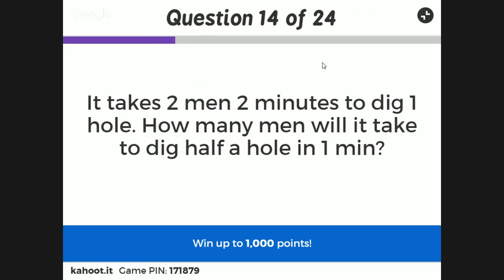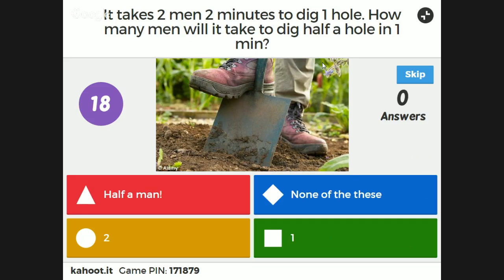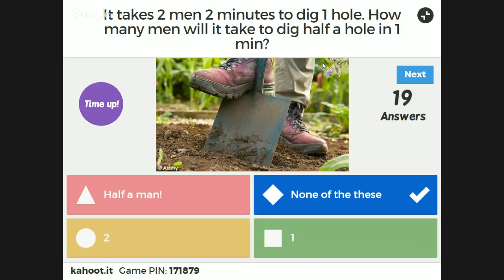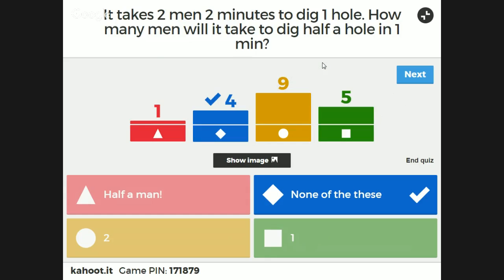It takes 2 men 2 minutes to dig 1 hole. How many men will it take to dig half a hole in 1 minute? Five, 4, 3, 2, 1. None of these. Now, the question is why? Because there's no such thing as half a hole. It's either a hole or it isn't. Yeah?